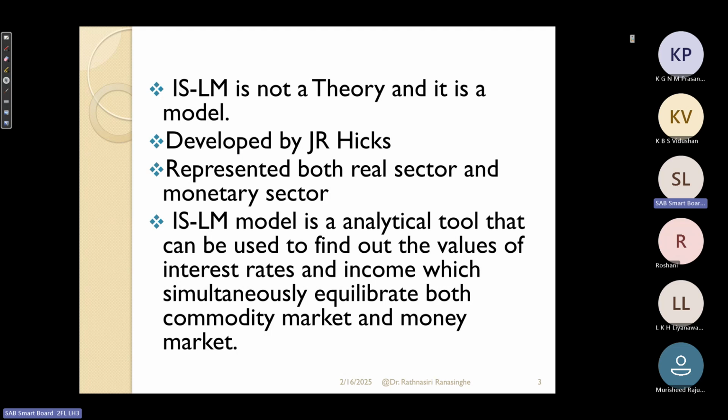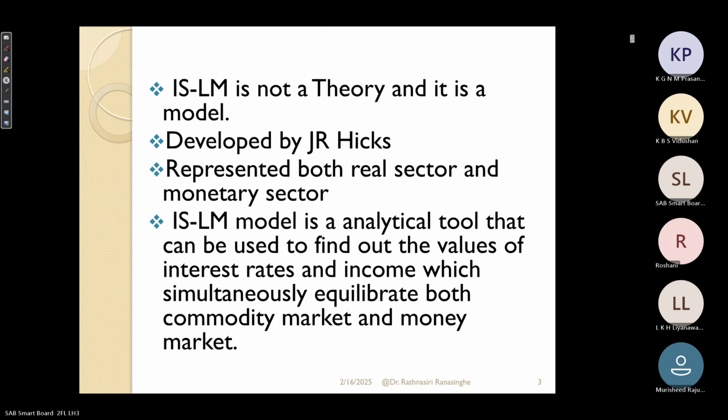Real sector and the monetary sector. Monetary sector impact on the real sector, impact on the monetary sector. With these interactions, we can explain how the macroeconomic equilibrium is determined, right? And simply we can say the IS-LM model is an analytical tool that can be used to find out the values for the interest rate and the income.